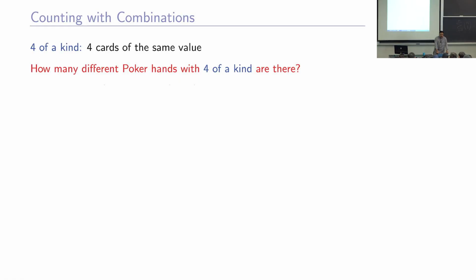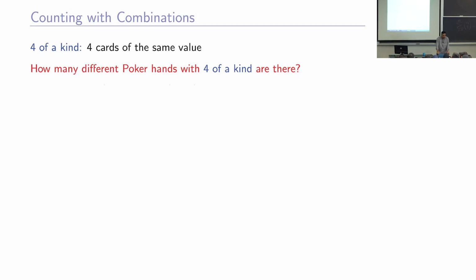How many boxes are we going to fill? No, a hand is 5 cards. So in how many ways can you get 4 of a kind, where 4 are of the same value, and the 5th card is something else? 48, choose one. This is 48.